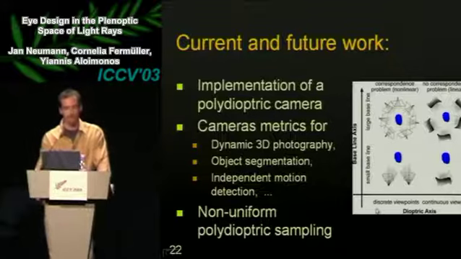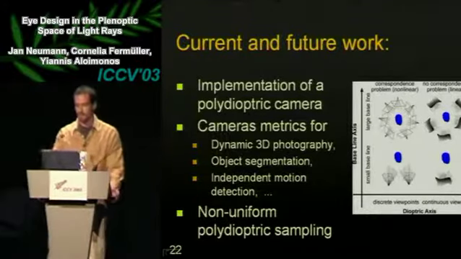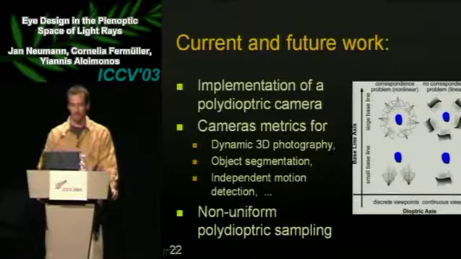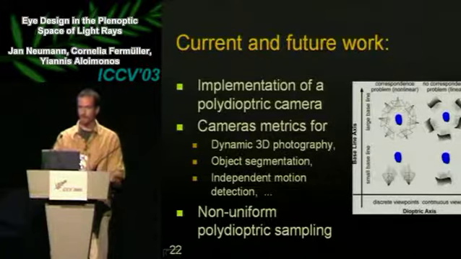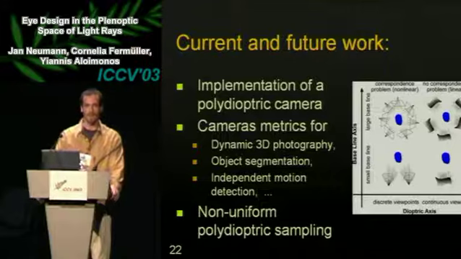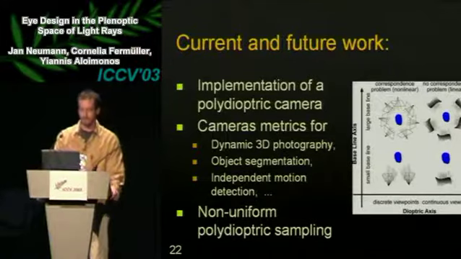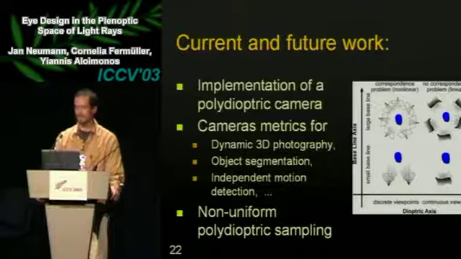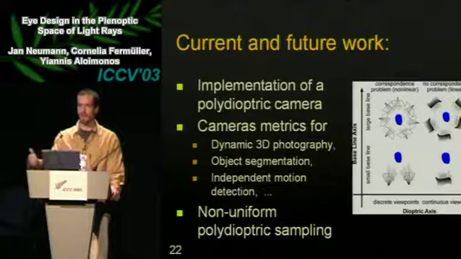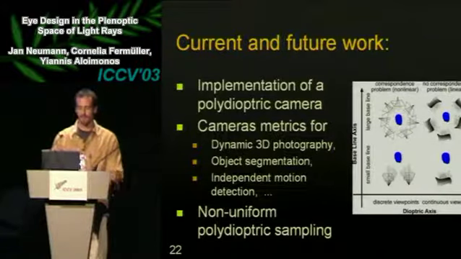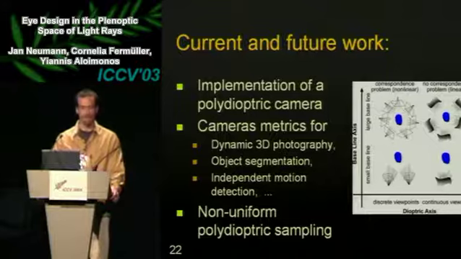For current and future work, as I said, we're currently building different instances of polyoptic cameras, and I'm looking forward to finally being able to compare the prediction of the framework we have here with the real-world implementation. We also work on extending the camera metrics described here for the case of 3D motion estimation to other kinds of vision problems that are encoded in a direct manner in the visual structure of the space of light rays, like 3D photography, object segmentation, independent motion detection, etc.